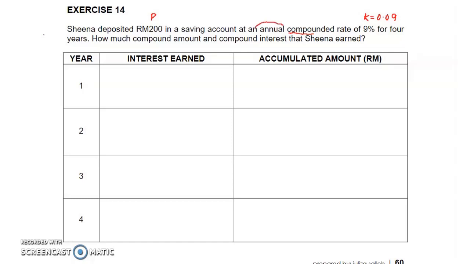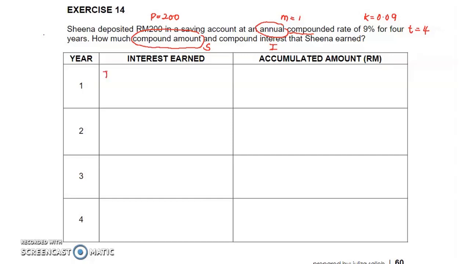If annual, it means the frequency of conversion m equals 1. For 4 years, so t equals 4 years. How much is the compound amount? The compound amount is the value S, the value at the end of 4 years. And the compound interest is the value I, that Sheena earned.